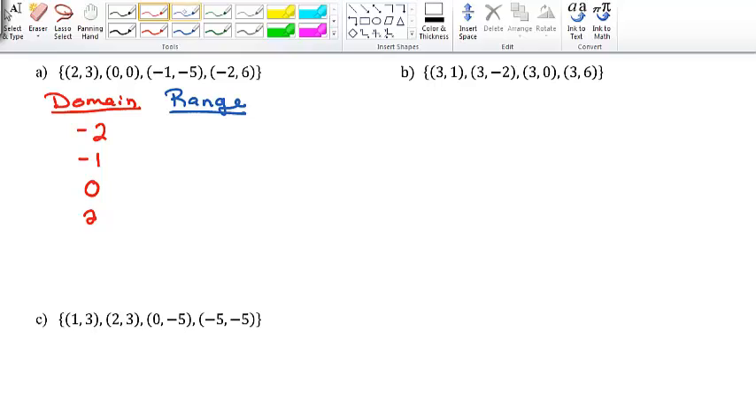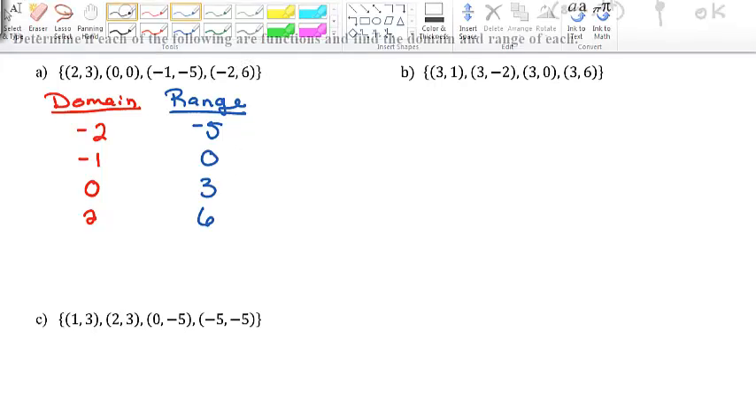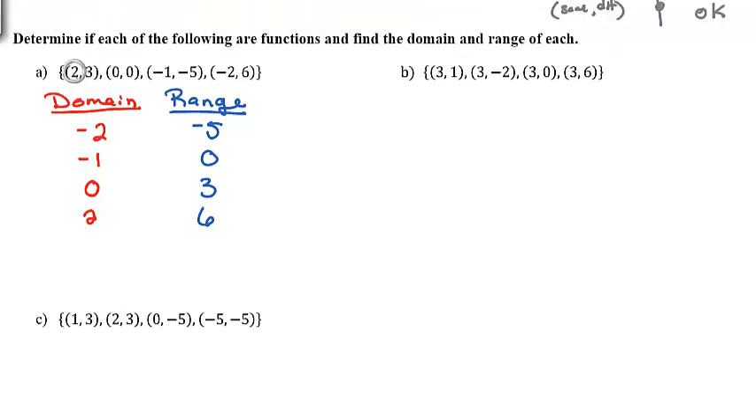And then the range is the set of all second values in the ordered pair, so that's going to be 3, 0, -5, and 6. And again, I like to list them from smallest to biggest, so my first one then is going to be -5. And then the next one would be 0. And then 3. And then the 6.